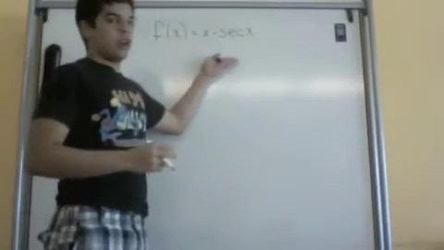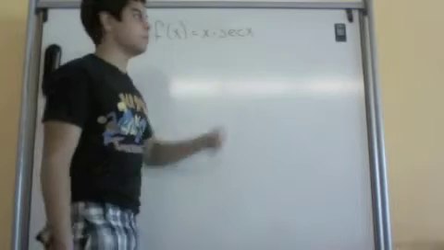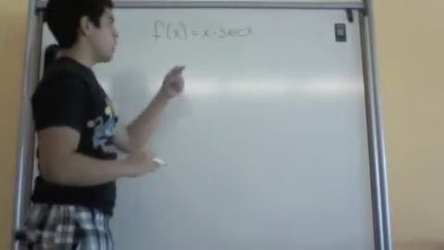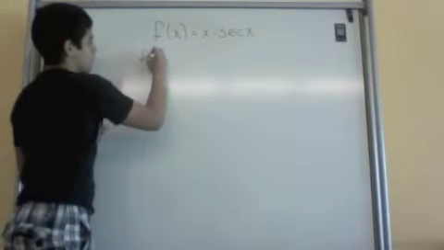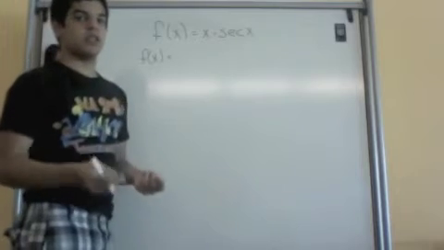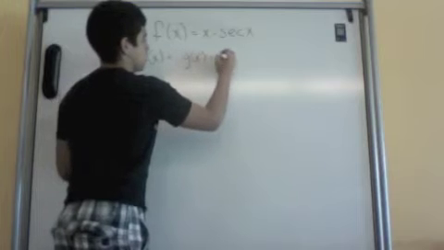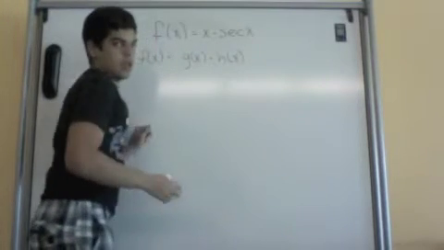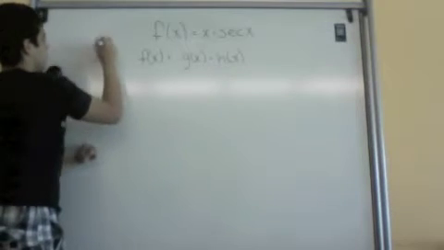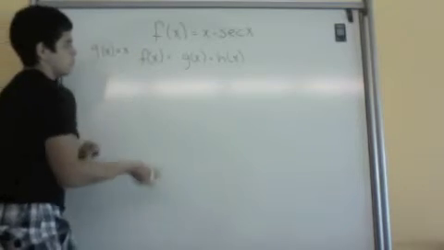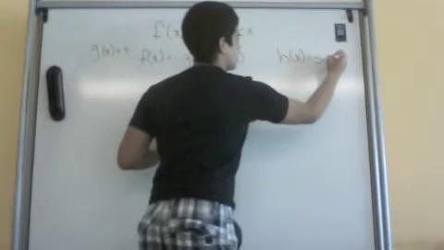As you can see, it's no ordinary function because it has the multiplication and also a secant function, a trigonometric function. So, to derive when you have a multiplication, you have f of x is equal to the multiplication of two different functions. For example, we have g of x times h of x. In this case, g of x is equal to x, and h of x is equal to secant of x.